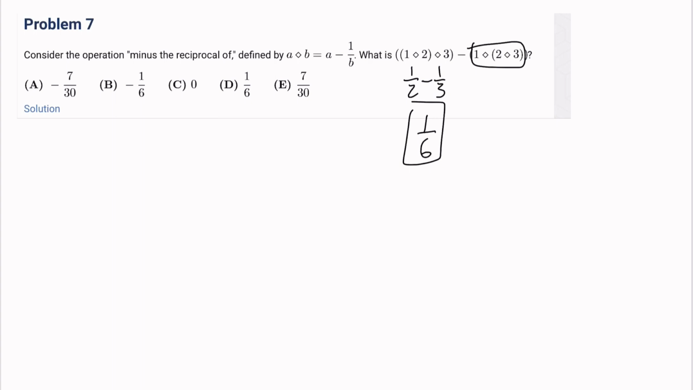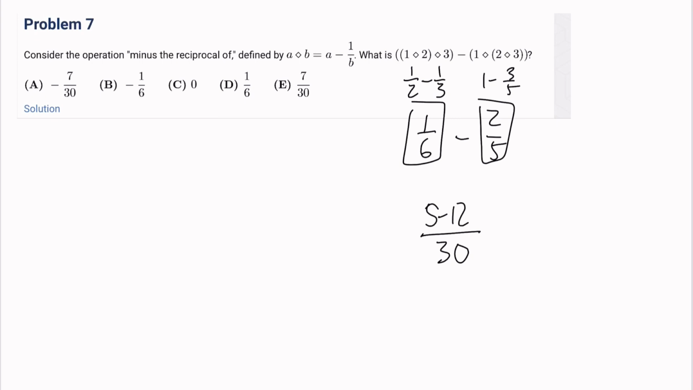And this one, it becomes 2 minus 1 over 3, which is 5 over 3, right? And 1 minus the reciprocal of 5 over 3, so it's 1 minus 3 over 5, so it's, what is it, 2 over 5, and you subtract these two, so it's all over 30. So it's all over 30, and it's 5 minus 12, so the answer is negative 7 over 30. So the answer is A.